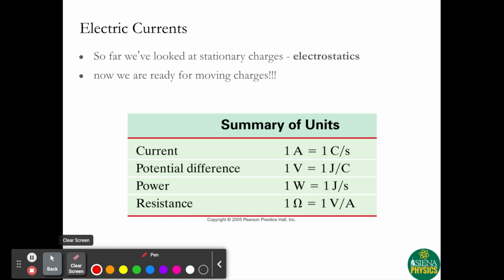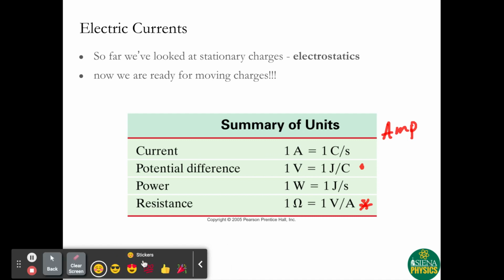So let's just write that out. An amp is a coulomb per second. We've done potential difference already. That is measured in volts, which is a joule per coulomb. And then power we'll actually deal with next time, so we'll skip that. And then resistance we'll look at today.